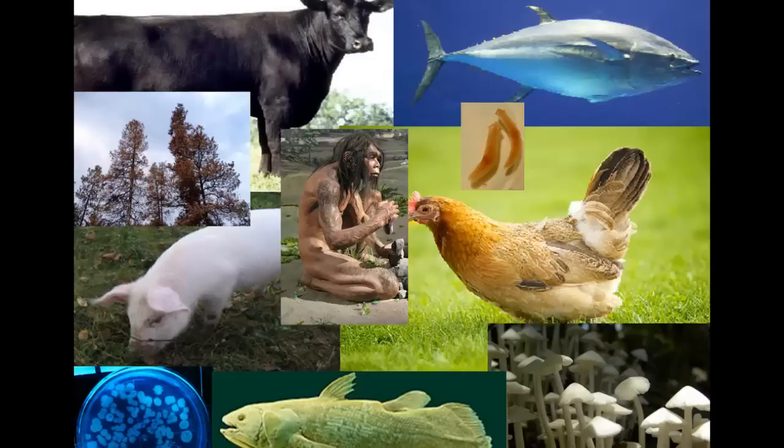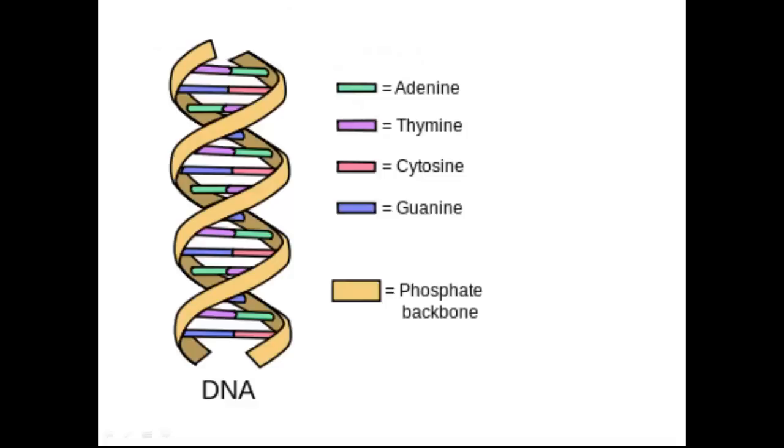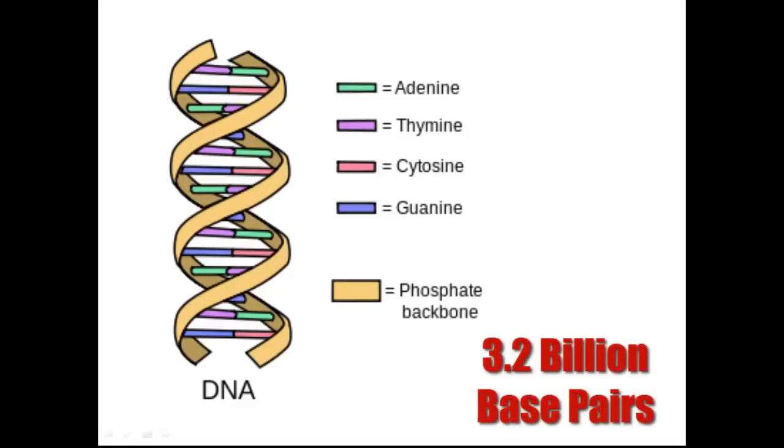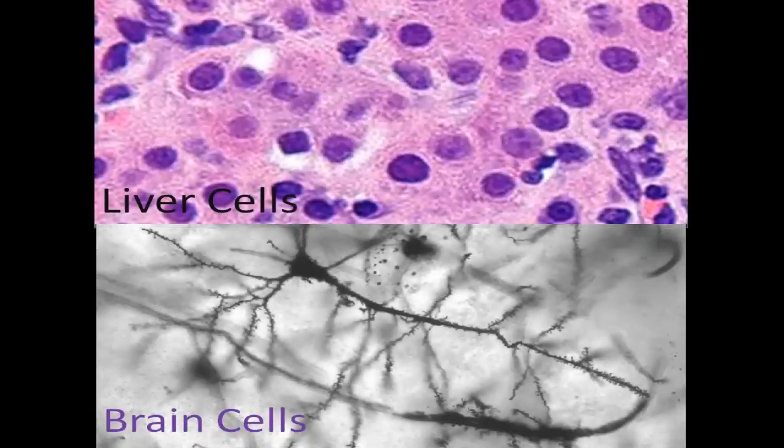An organism's physical form determines how it functions. Human DNA has 3.2 billion instructions, and every cell has a full copy of all 3.2 billion instructions. That begs the question, how do cells in different parts of the body look different from each other?